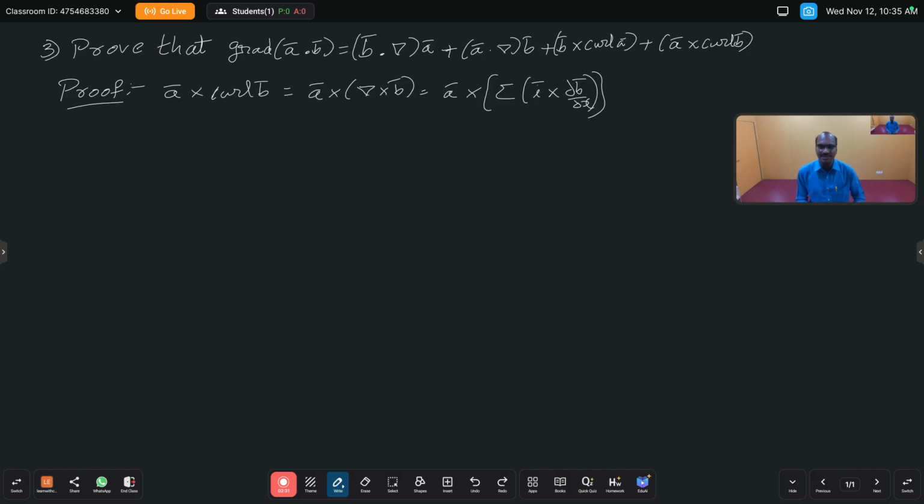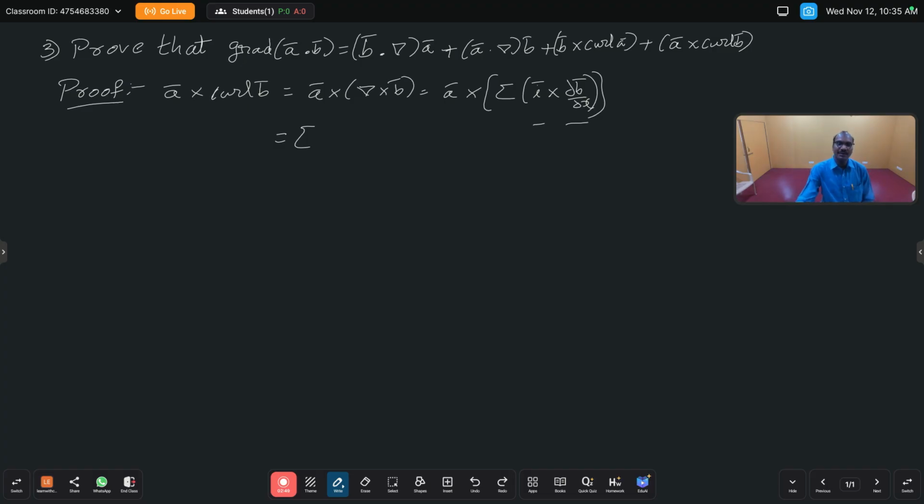So using the left distributive law, this a bar can be taken inside the summation. I bar is a vector, dou b bar by dou x is a vector. Cross product of two vectors is also a vector.